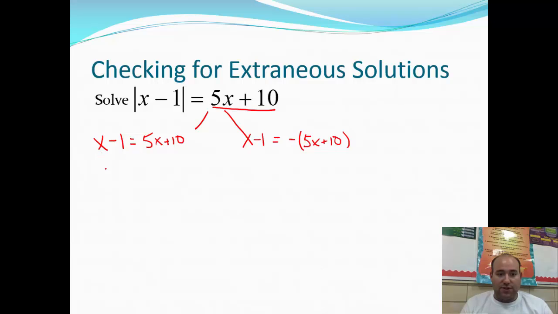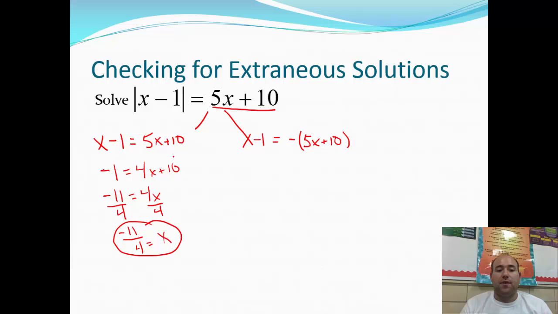We'll bring all our x's to one side. Okay, we'll bring our numbers. Divide by positive 4. The answer, however, will be negative 11/4. Okay, now we'll go over to the other side. First step, I've got to take this negative and distribute it into the right-hand side. So before I do any moving around, that's my new right-hand side, negative 5x minus 10.